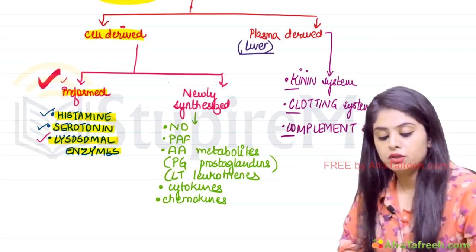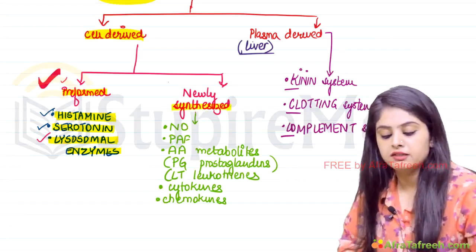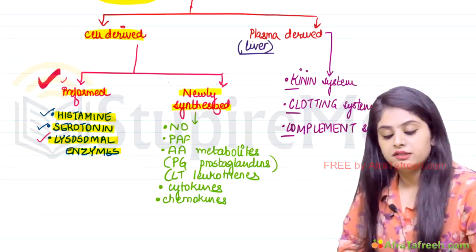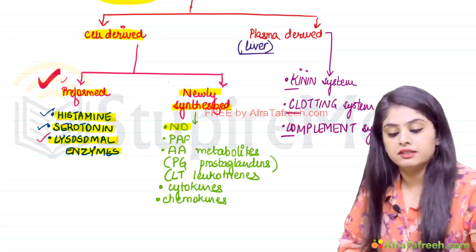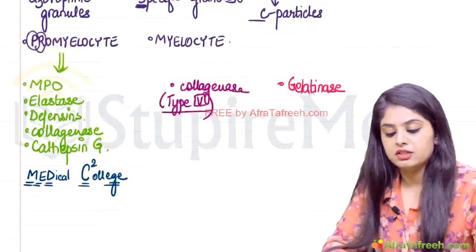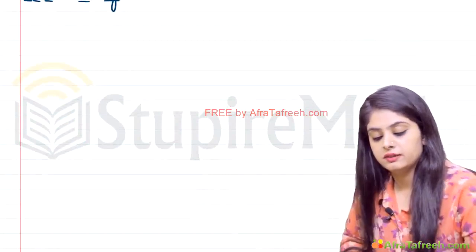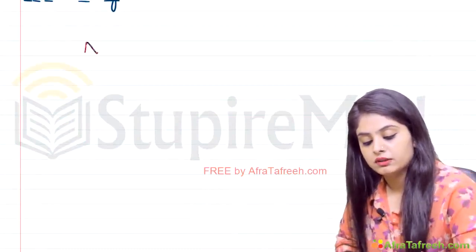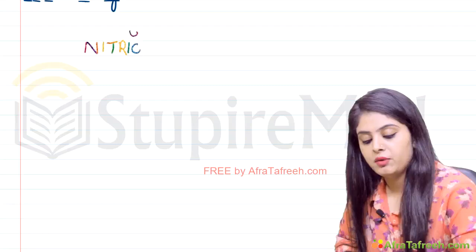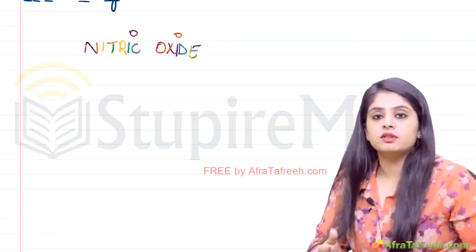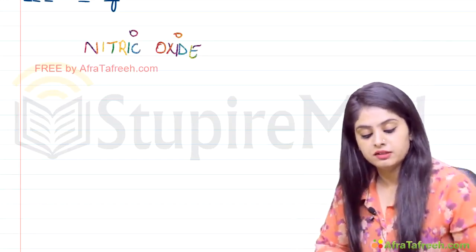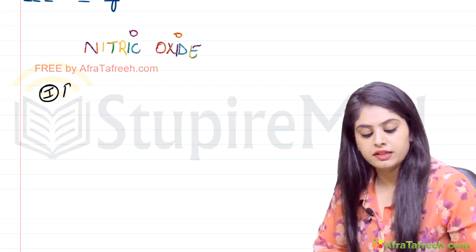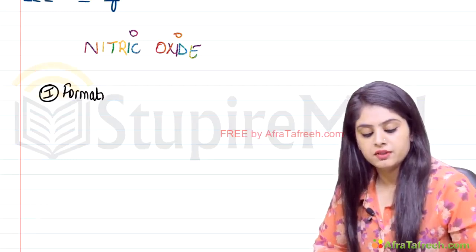Now we are going to go on to the newly synthesized mediators. Under the newly synthesized mediators, the first one that we will take up will be nitric oxide. So let's begin our discussion now with nitric oxide. Okay, nitric oxide, there are certain points of nitric oxide, students, that you already know because we have discussed the vascular and the cellular events. What are those points that you already know? First is the formation. How is nitric oxide synthesized? We've done that.